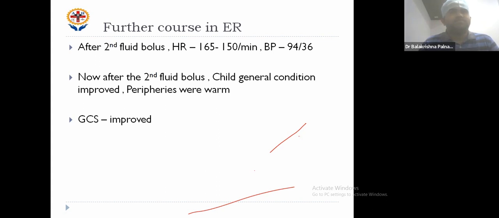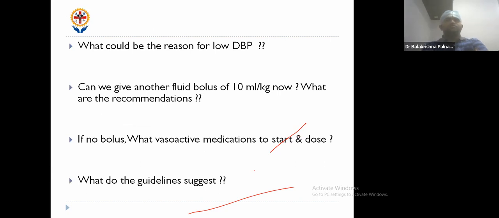So after the second fluid bolus, the child's general condition also improved. Peripheries were warm. GCS, which was 12 by 15, became 14 by 15. So GCS is also improved. So anyone, what could be the reason for this low diastolic blood pressure? Did anyone notice when I read out the vitals? What could be the reason for this low diastolic blood pressure?